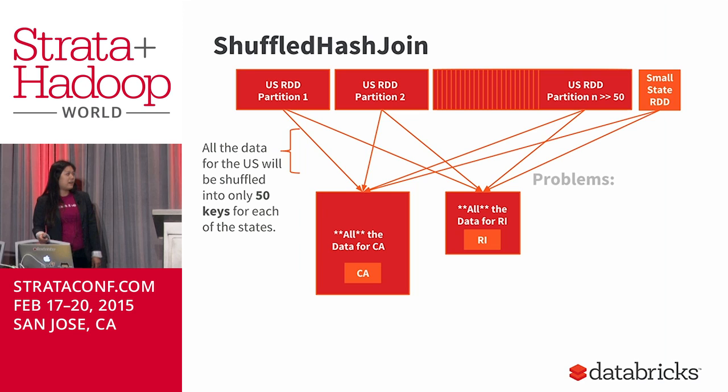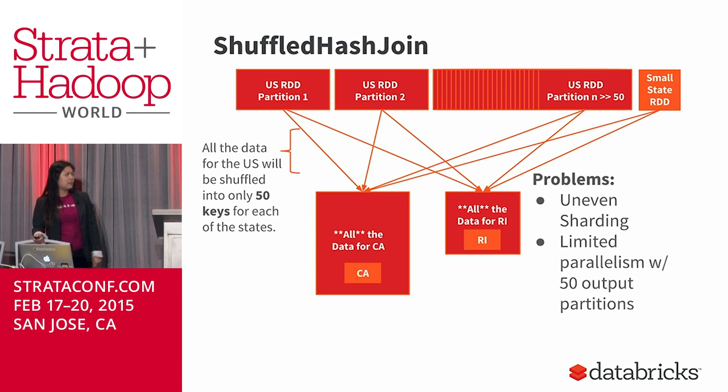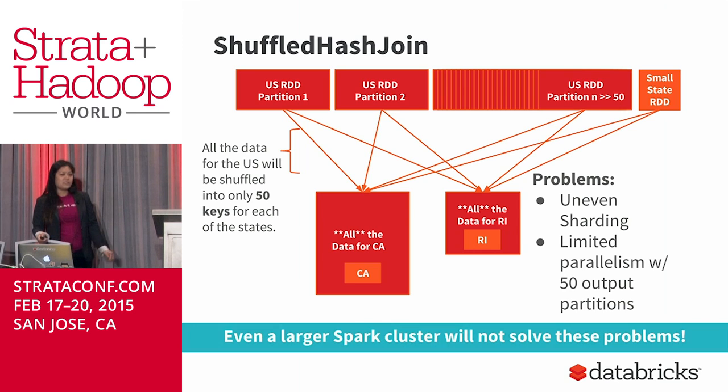So what we're going to find is we have a couple of problems. First, this is really uneven sharding. All the data for California is going to be a lot more data than a much less populous state like Rhode Island. And in fact, it's even worse than that. We have limited parallelism. We only ever have 50 output keys, which means even if you have a much larger Spark cluster and you throw more machines at this problem, which is usually what a lot of beginners will do when a Spark job is running slow, that's not going to speed up your problem here. This is just fundamentally not the right way to join these 2 tables.